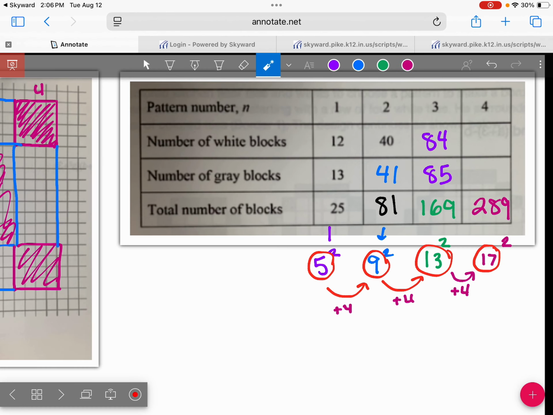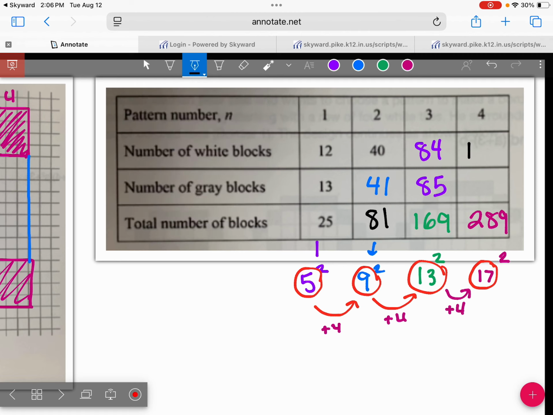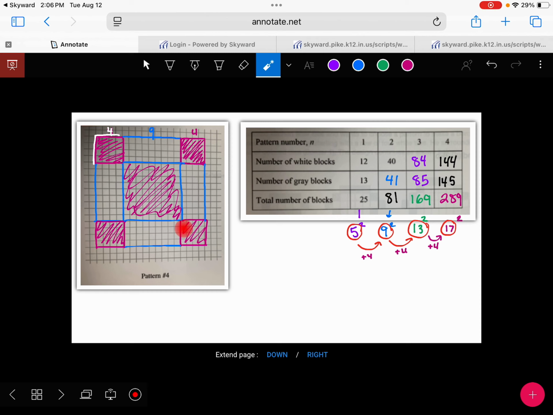So how many white blocks are we going to need for pattern number 4? Or how many white blocks did we use? 144. Divide it in half, round up, which means that the number of gray blocks is going to be 1 more, 145. So we didn't have to count all these squares. We didn't even have to find areas of each of these shaded in parts to add them together. We could have. If I wanted to do 4 times 4, add those all up, find this area, add them up, it works. We should get the same answer. But we don't have to do that if we can start to notice these patterns.